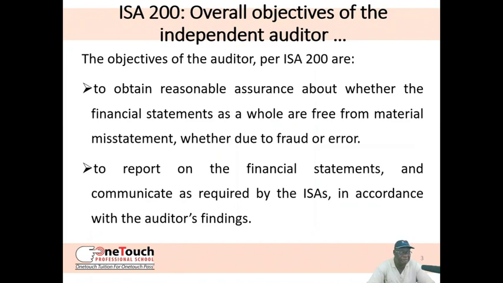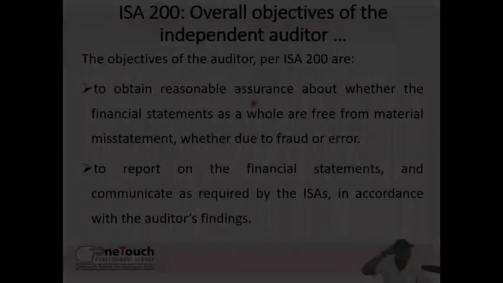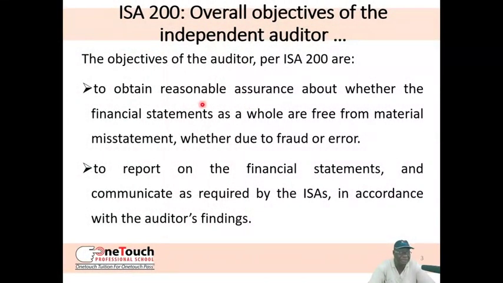ISA 200, already we all know that one to be what? Overall objectives of the independent auditor. ISA 200 is saying that we should be able to obtain reasonable assurance about whether the financial statements as a whole are free from material misstatement, whether due to what? Fraud or error.